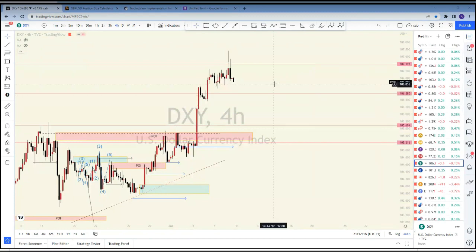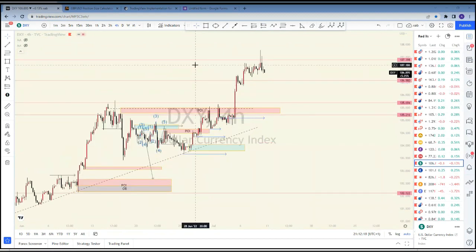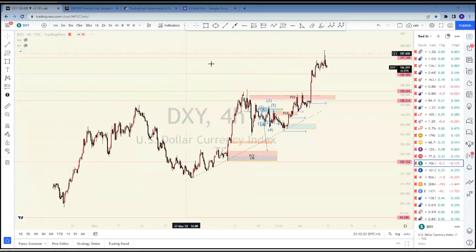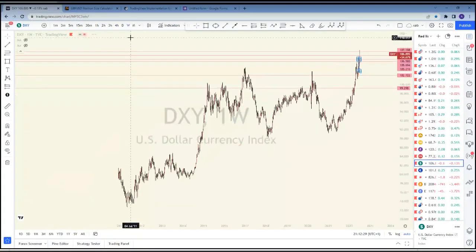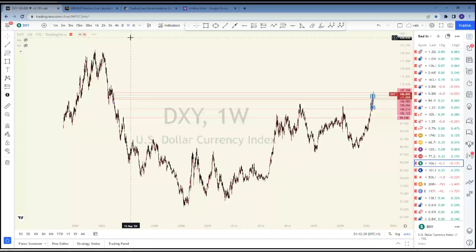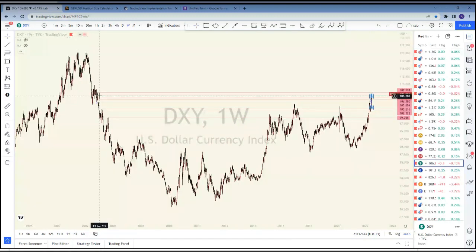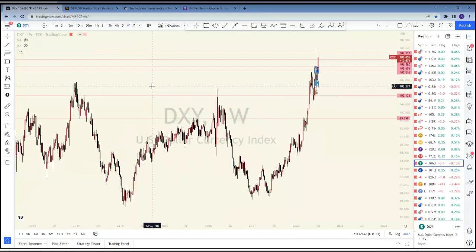All right, so this is the dollar index. And during the course of the week, the dollar played a lot of stunts. But it just came into some of these zones that I already marked out based on the weekly time frame. There were a couple of zones that I marked from this previous move, and currently we're seeing DXY reacting to that area.